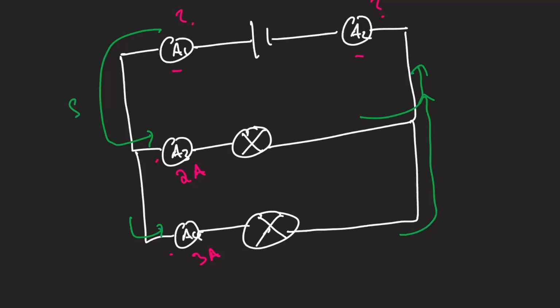Okay, so you're going to have 5 amps at the beginning, and it's split into 2 and 3. And when they rejoin, you're going to have 5 amps again. Okay, so hopefully fairly clear. Through A4 is going to be 5 amps, and through A1 is also going to be 5 amps.